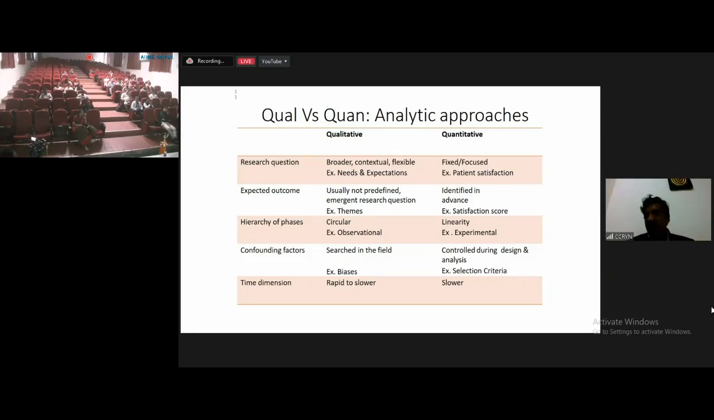And it is more observational in kind rather than deductive or experimental in kind. And it is prone to biases. That's what I was talking about. Errors in qualitative research are nothing but biases.